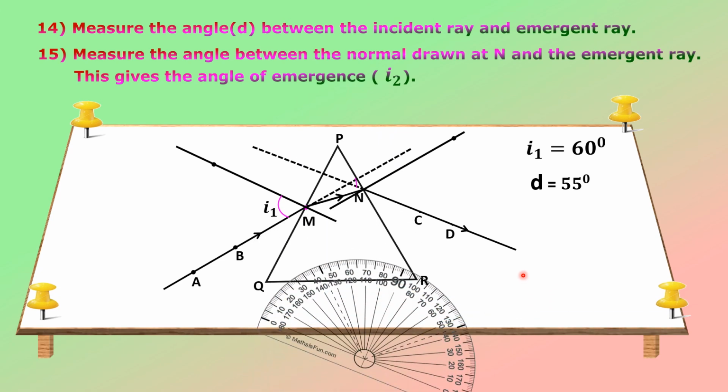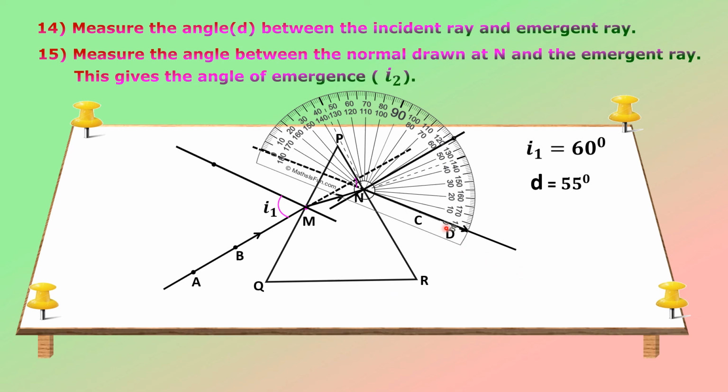Next, measure the angle of emergence here. It is 56 degrees. So A plus D value is 60 plus 55, 115. Here I1 plus I2 equal to 116. So A plus D is almost nearly equal to I1 plus I2. So the error is only 1 degree.